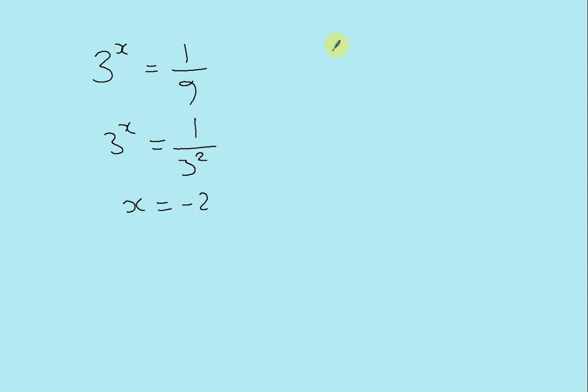Let's make that a bit harder. Let's go for 16 to the x is equal to 1 over 64. Both can be written as a base value of 2, but both can also be written as a base value of 4.